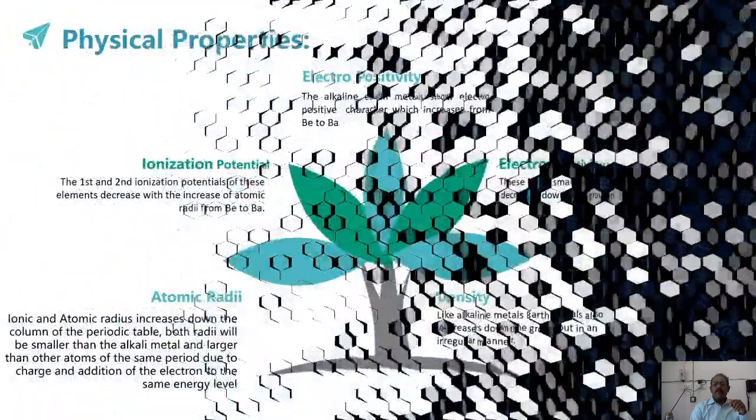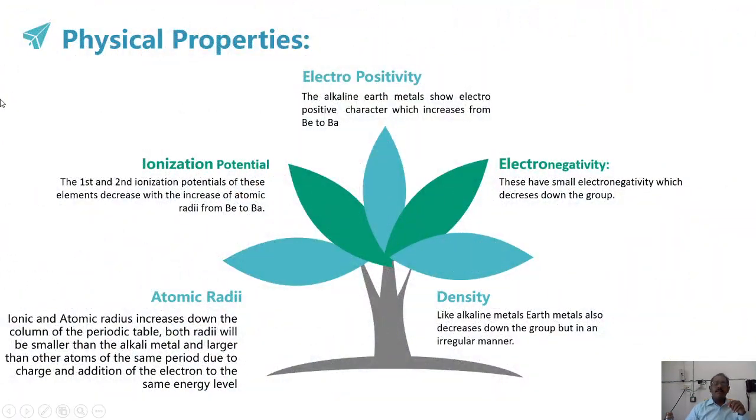We move to physical properties. We start from the lower left and move to the lower right. As we discussed in alkali metals, the atomic radii increase as we move down the group from top to bottom, as the atomic size increases. As we move from top to bottom, one shell is added: 2 to 3, 3 to 4, 4 to 5. Therefore the size increases and hence the radius increases.